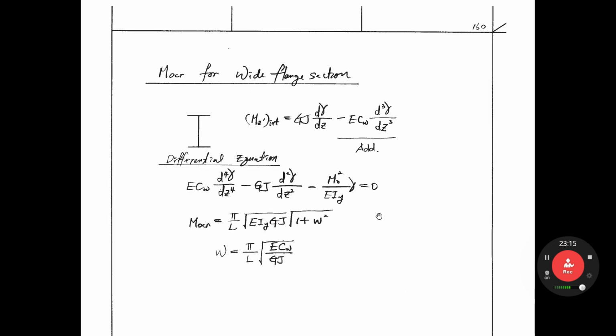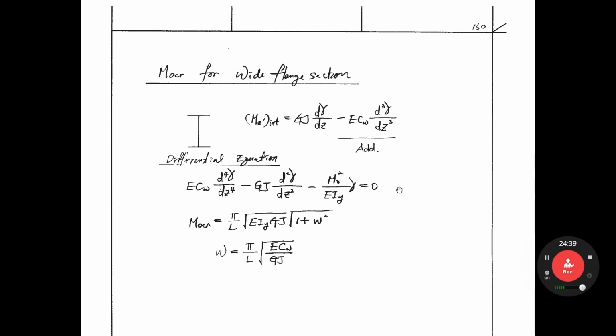Both ends are restrained against the rotation. Then let's look at M0cr for the wide flange section, this section. Before, we just considered the rectangular section. How about the wide flange section? The internal Mz equals GJ dγ/dz minus ECw d³γ/dz³. So we have this warping resistance term regarding internal moment. Rectangular section, we have this term and this term. But in the wide flange section, we have this additional term like that.